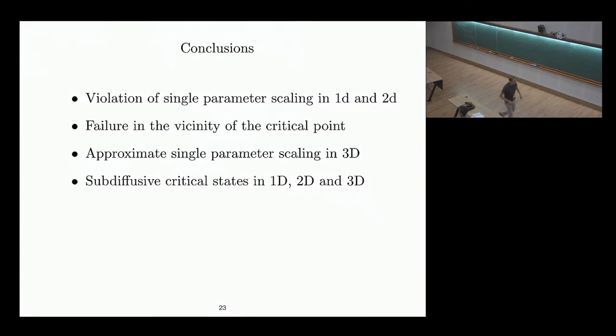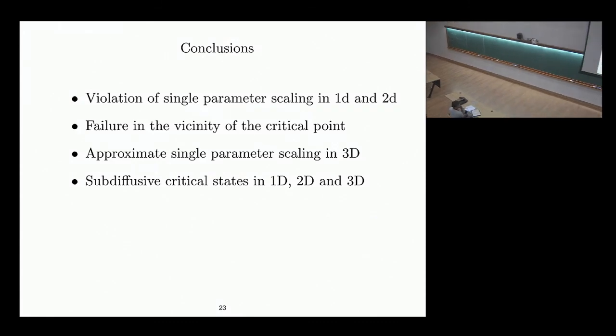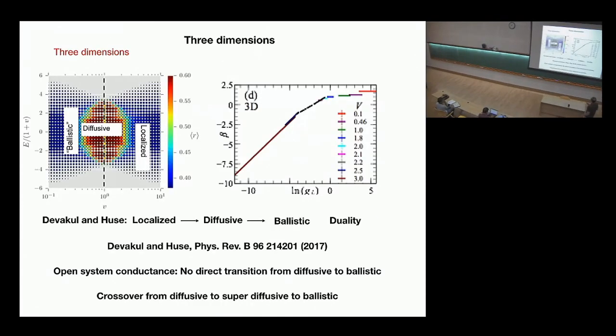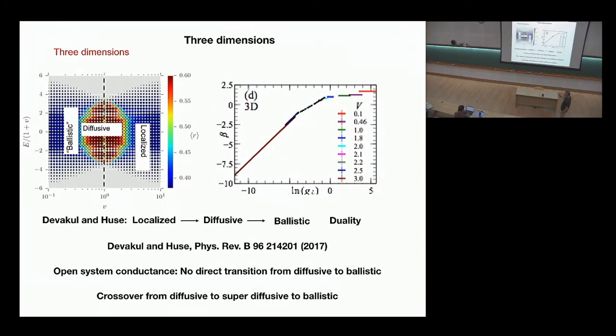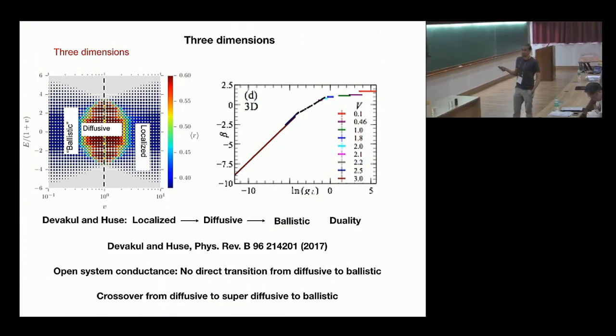Okay, let me just go back to that slide. I have the phase diagram somewhere. Okay, so this is their phase diagram, okay? Unlike in the 1D case, here you also have a diffusive phase in between. In 1D, you'd go straight from localized to ballistic. Here there's a diffusive phase.